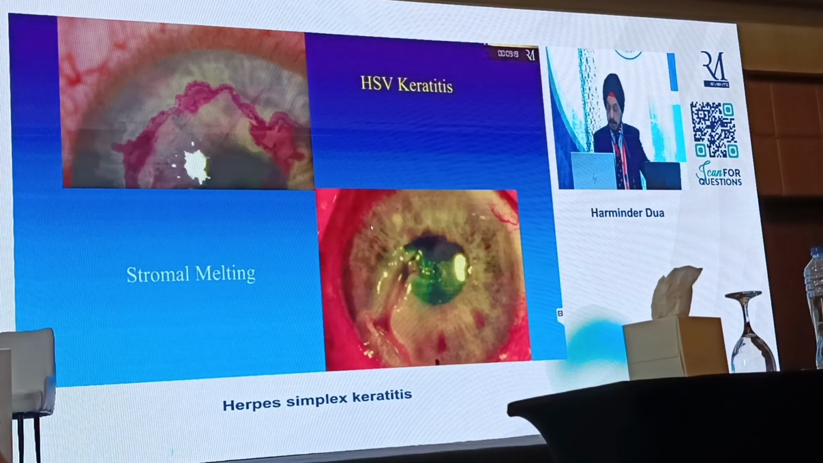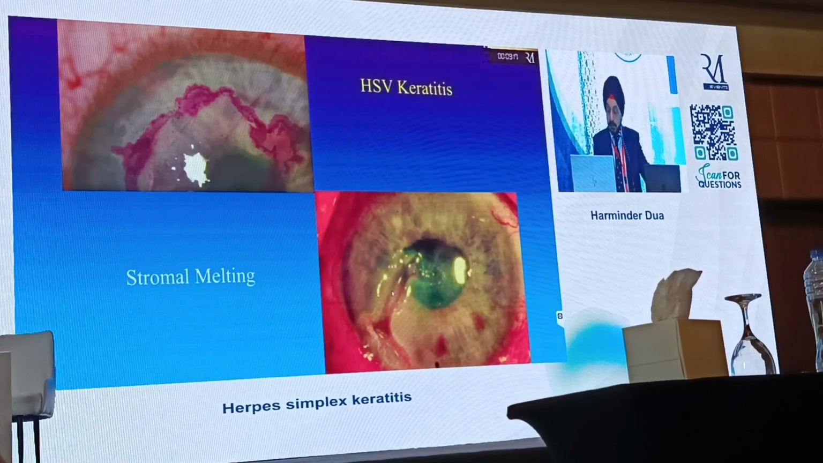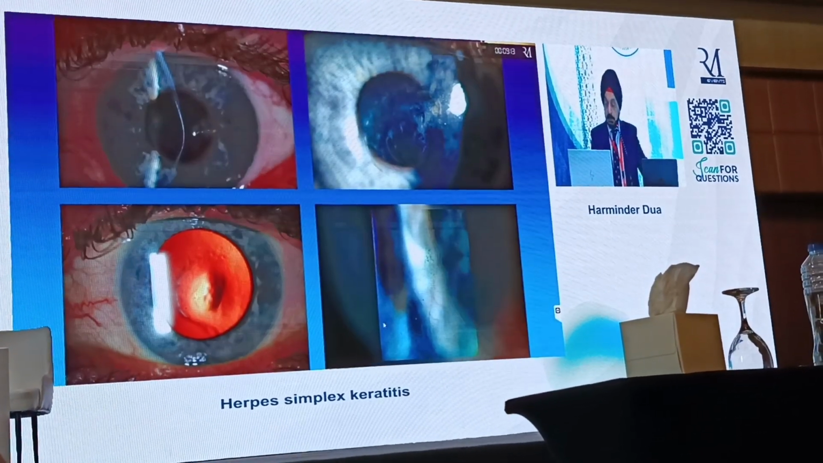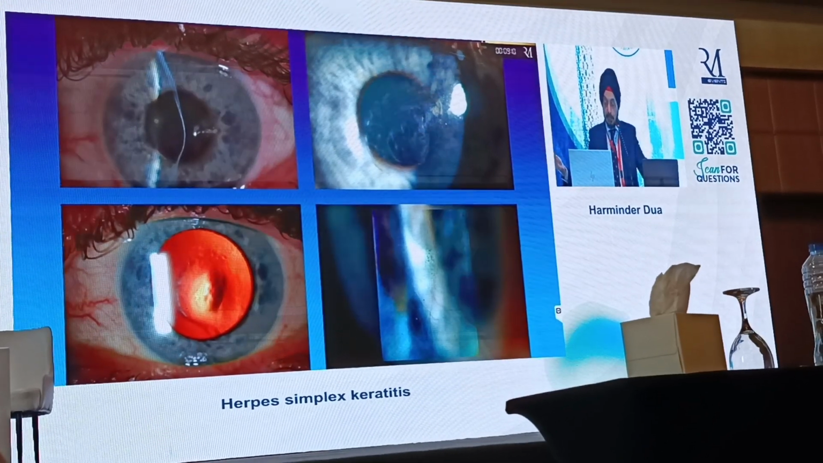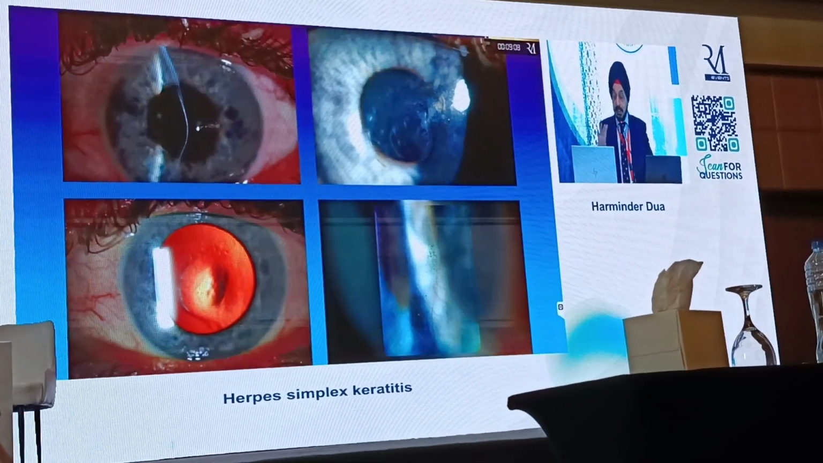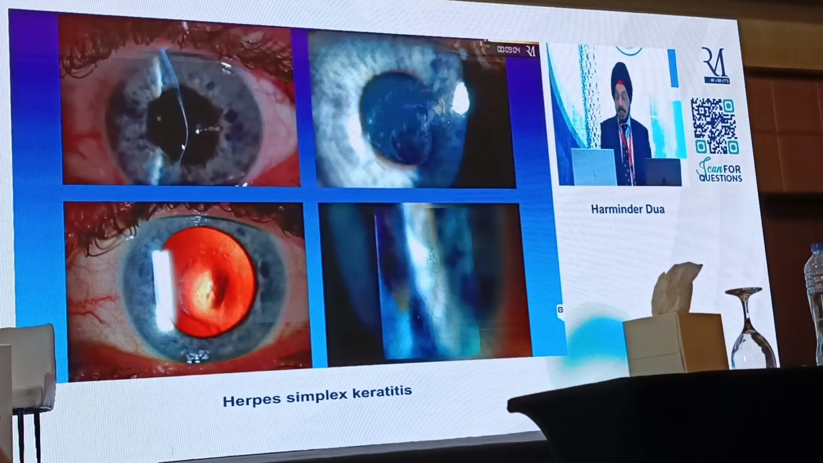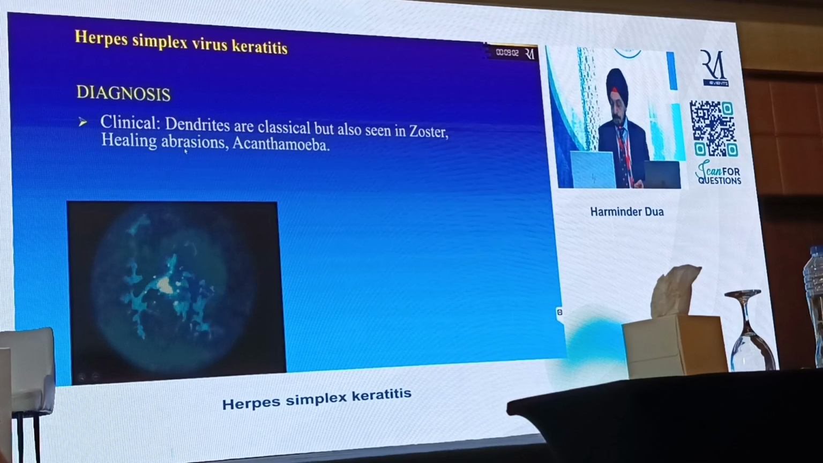in the area of a dendrite, which then went on to stromal keratitis, and then melting, and these can also perforate. So you see melting in the active stage and melting in the healed stage of the disease. This might be mistaken for keratoconus, but it's actually thinning of herpetic eye disease.